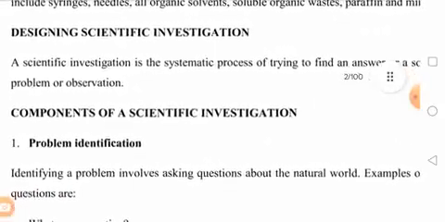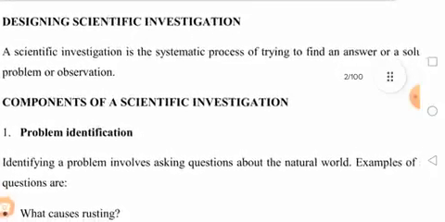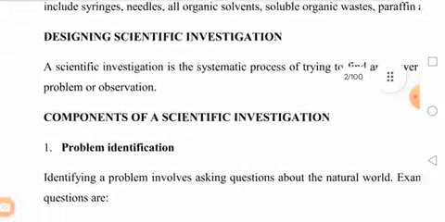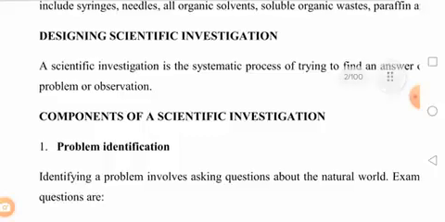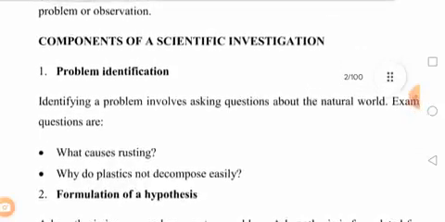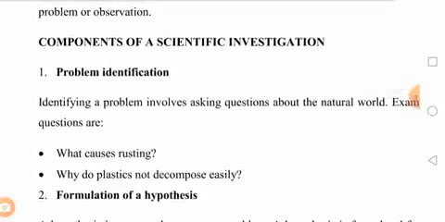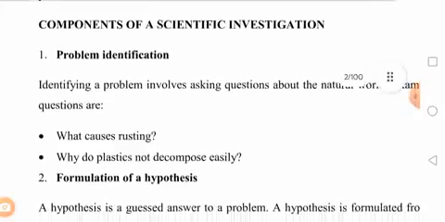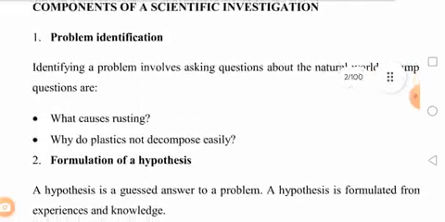So a systematic process of trying to find out an answer. So that's scientific investigation. It is a systematic process of trying to find out an answer to a problem or solution. Components of scientific investigation or processes include problem identification.